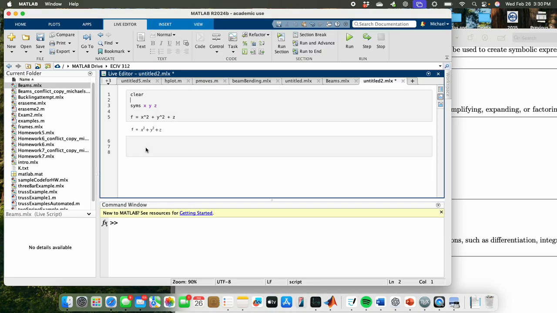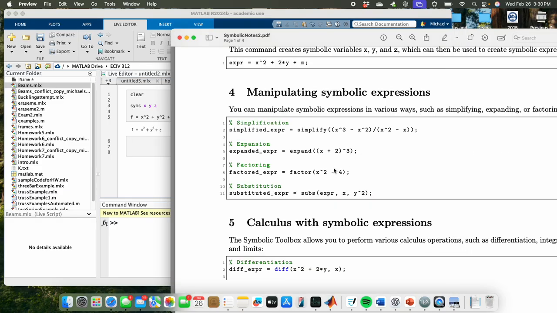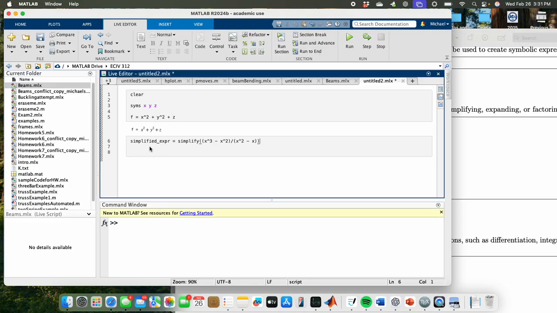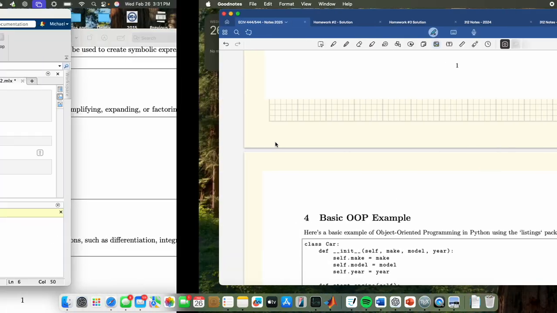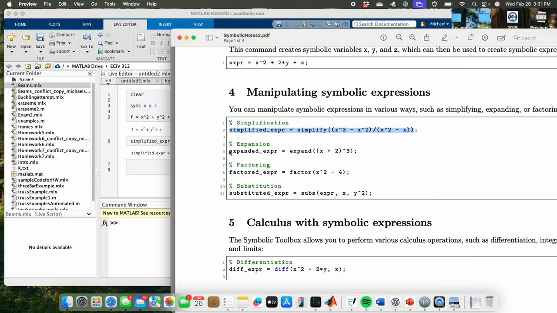You could simplify the expression. Let's give examples. This is kind of neat. What the heck? Oh, look at that! It simplified it. I was like, what? It's just x, right? But you can have it simplify an expression. You can have it expand.